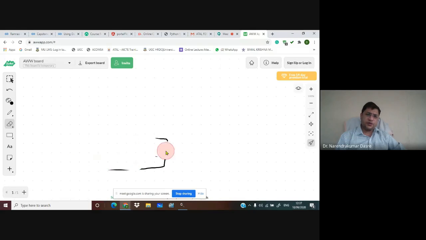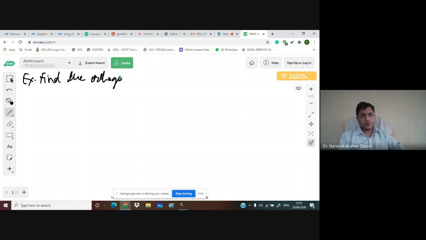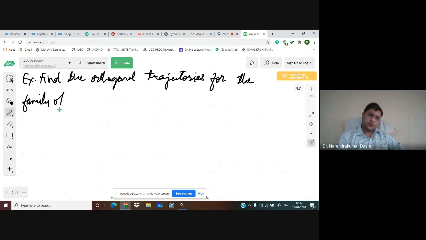So here, write on the example. Find the orthogonal trajectories for the family of curves Pxy. For Pxy, we'll have 6xy is equal to 0.